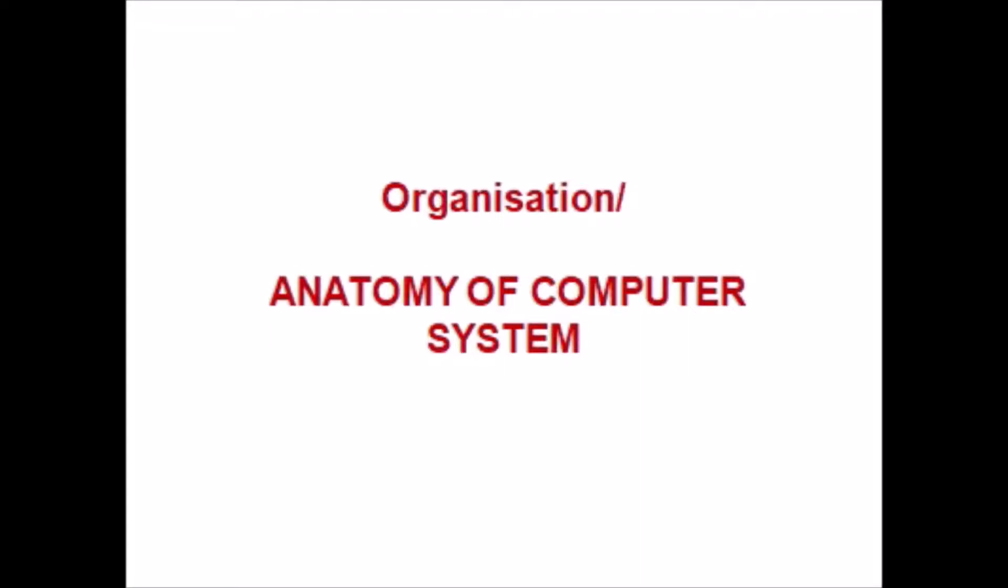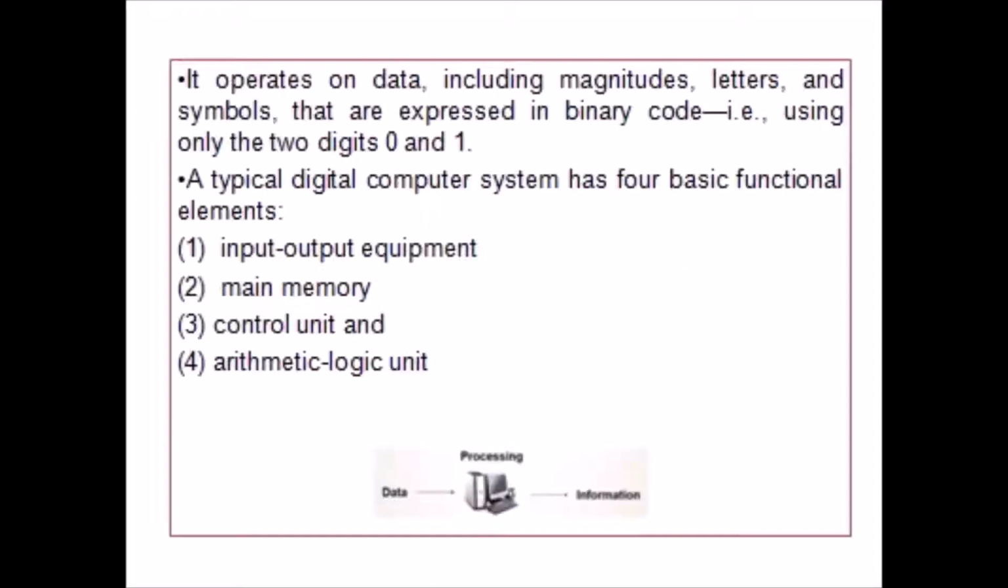Coming to organization of computer, this can also be called the anatomy of computer system, where we learn about what the parts involved in the computer are, that is input, processing, output devices and so on. A computer, or we can also call it a system, operates on data, including magnitudes, letters and symbols that are expressed in binary code, that is using only the two digits 0 or 1.